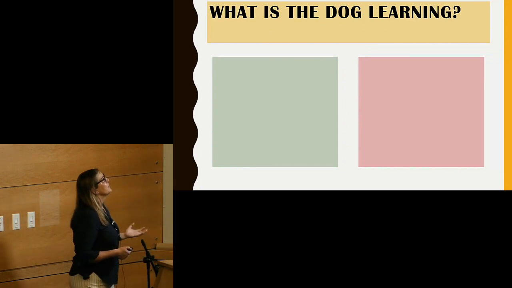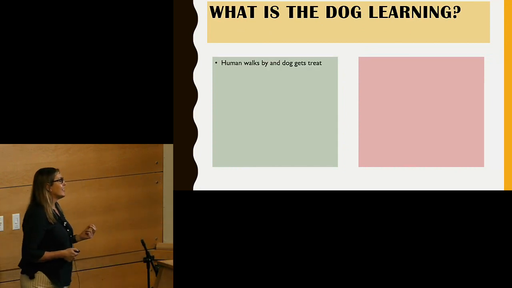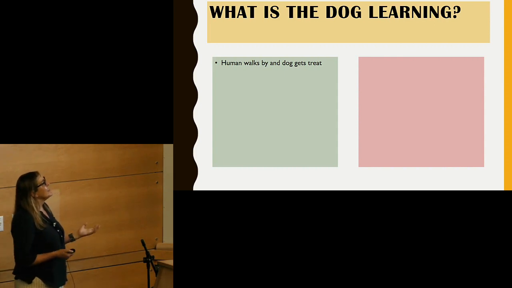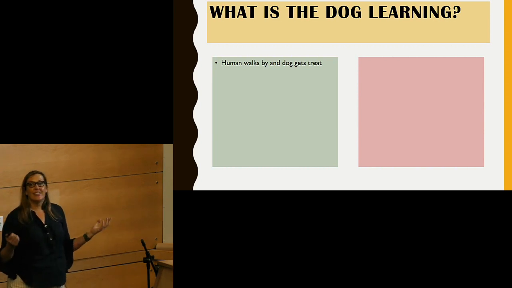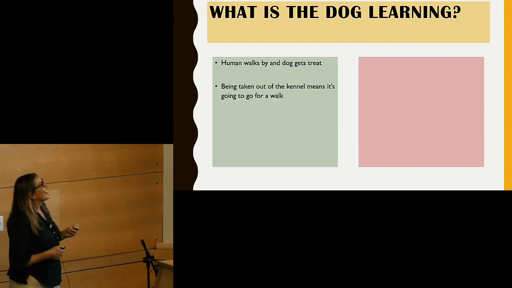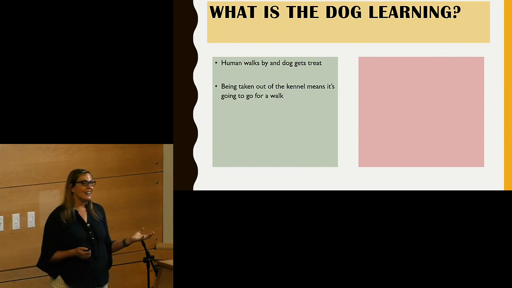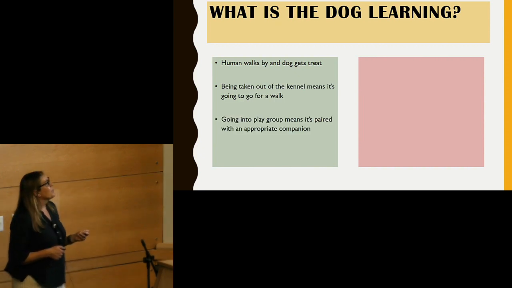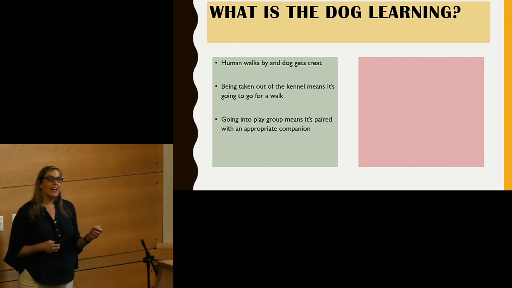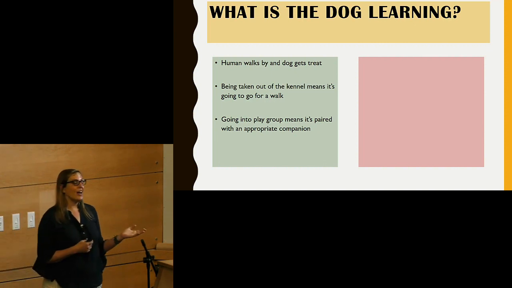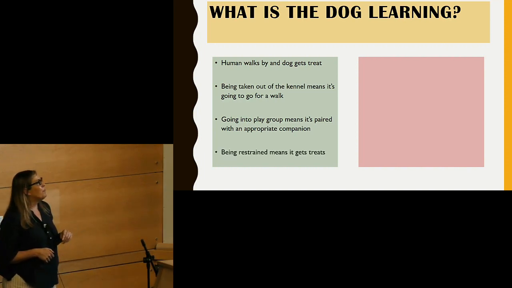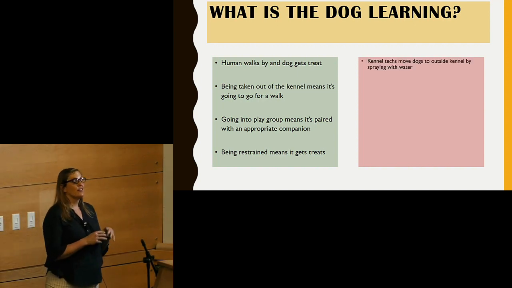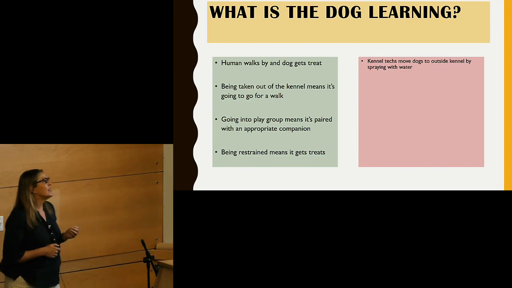So again, going back to our first question, what's the dog learning from our interaction? These are things we'd love. What does the dog learn when humans walk by and the dog gets treats? Humans are good, right? They're treat dispensers. Being taken out of the kennel means it's going for a walk. It's gonna enjoy going out of the kennel. Going into a playgroup means it's paired with an appropriate companion. It's probably gonna find that more fun, and you'll see some approach behaviors there instead of avoidance. Being restrained means it gets treats. Hopefully that means restraint becomes a little less aversive. And of course, we wanna work our restraint up gradually, not just go in whole hog.